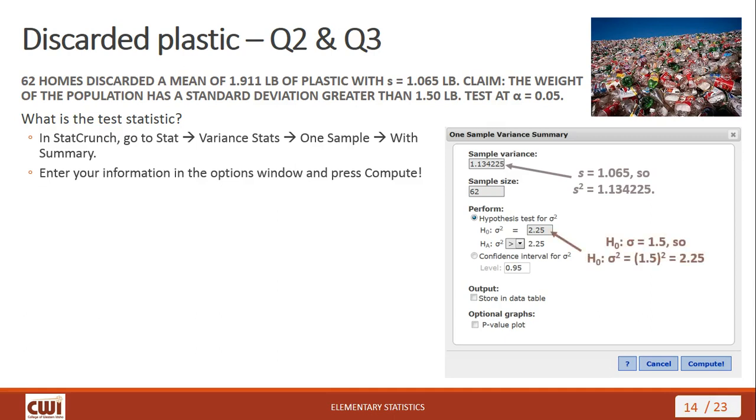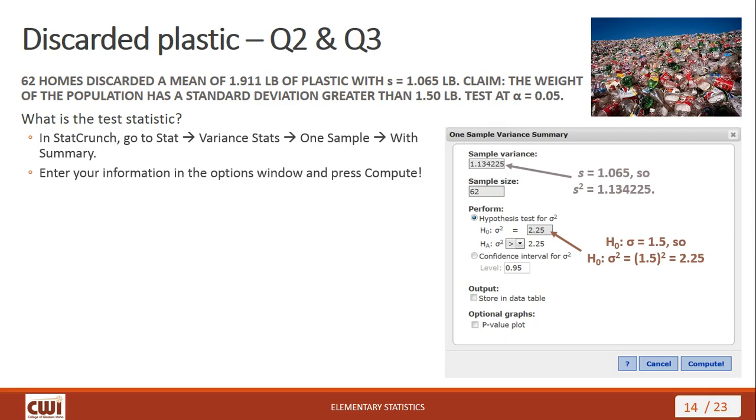Likewise, we need to square the claimed value for our hypotheses. So we don't put 1.5 in for our null hypothesis claimed value. We're going to put in 1.5 squared, which is 2.25. Make sure you square these numbers when you put them in. Sample size is sample size. You don't need to square that number. But the other two numbers, yes, square them before you put them into StatCrunch. And then as always, make sure the drop down on your inequality with the alternative hypothesis is matching.